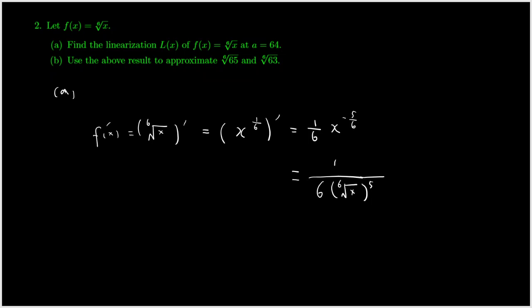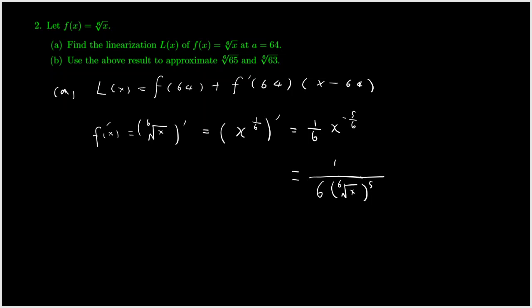For question A, I still want you to copy the formula first. Copy the formula. The function you're looking for is given by, use a value of 64, the value of the function at 64, and then plus the derivative of the function at a, and then times x minus a. Copy the formula first, so you know what you are looking for.